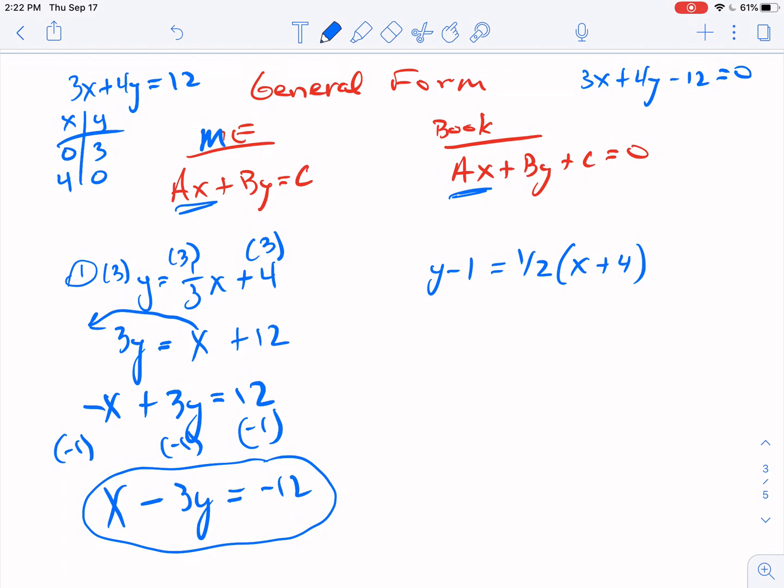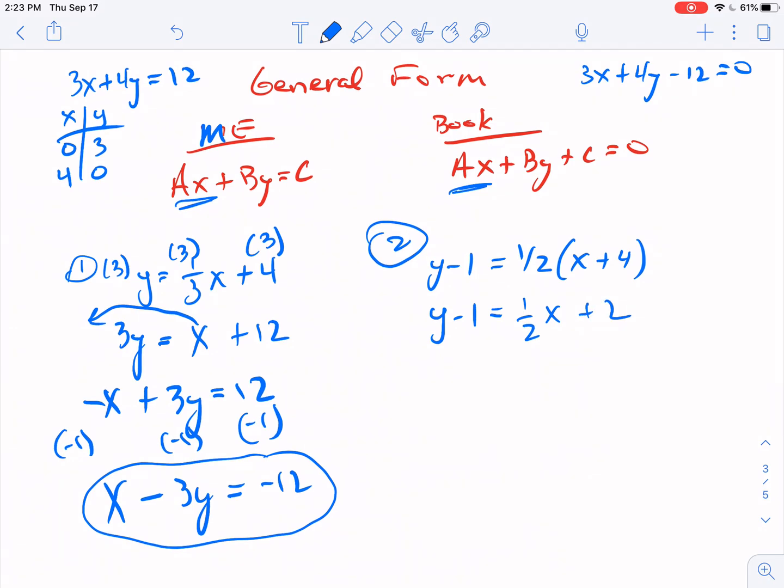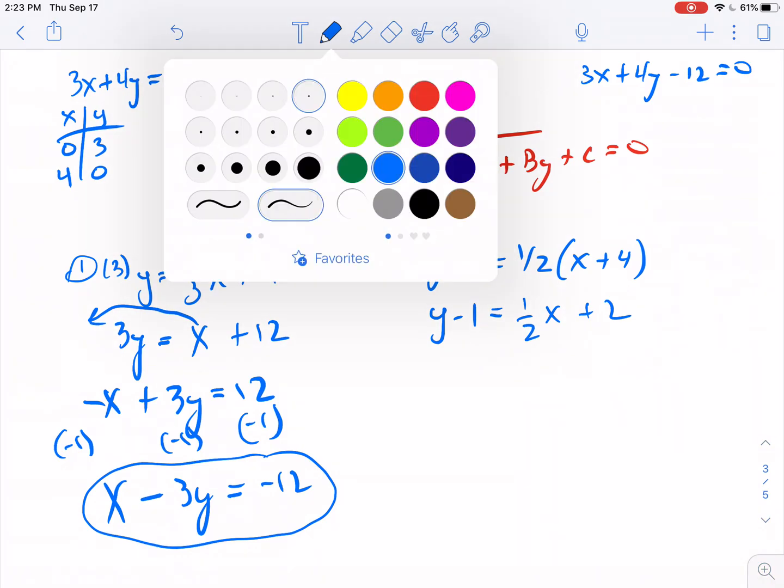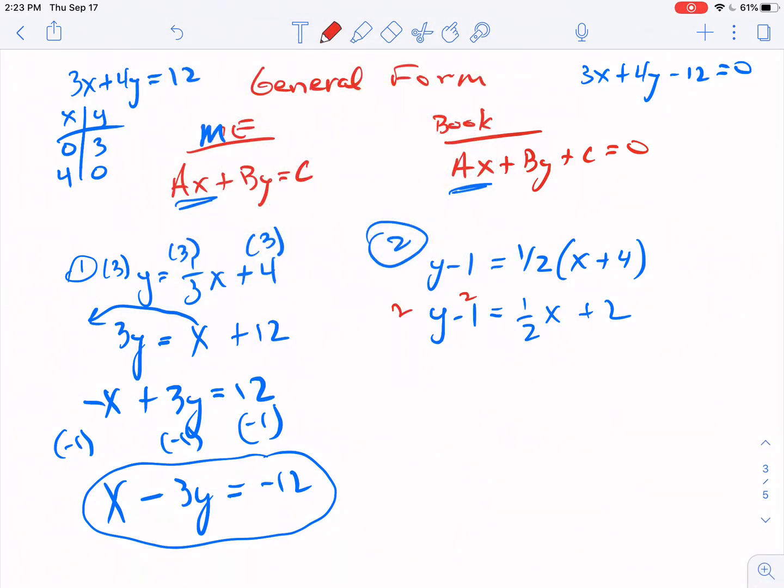Now on the second one here, I might start by distributing the 1/2, depending on how you do this. 1/2 times x and 1/2 times 4 would be 2. And then I would have to multiply everything by 2 to get rid of that fraction. So if I multiply everything by 2, I get 2y, -2. 1/2 of 2 is 1 again. And then 2 times 2 is 4.